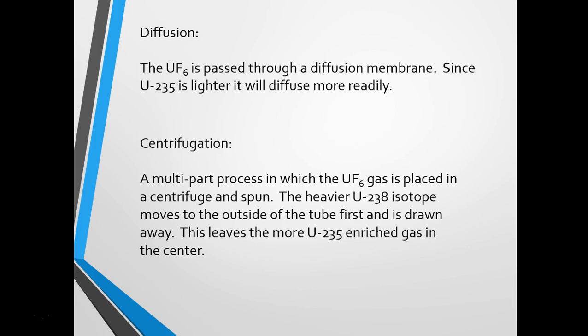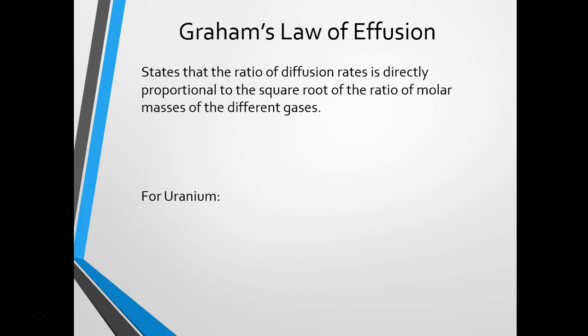And in centrifugation, it's a multi-part process where we take the UF6 and place it in a centrifuge. Now, the heavier isotope will get moved to the outside of the centrifuge, so that is how they will separate out those two gases. However, they have to do this a lot because the ratio of 238 to 235 is so great that if you want to achieve a certain purity, you have to do it over and over and over again. All right, so Graham's law of effusion.